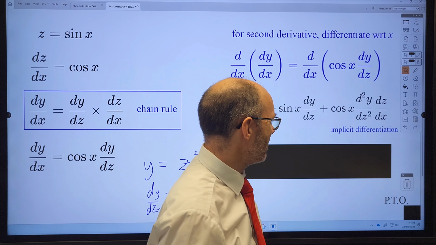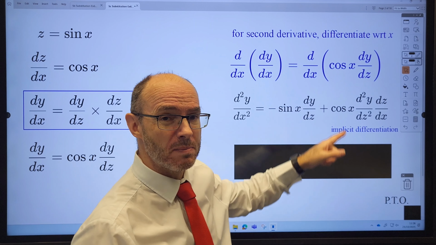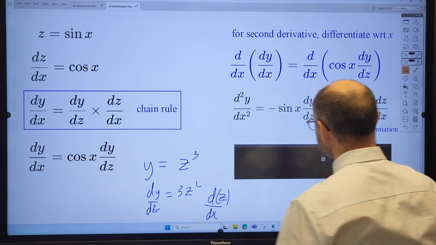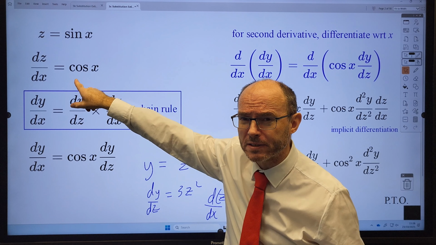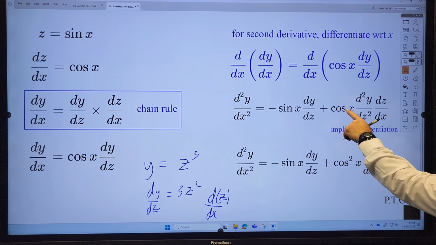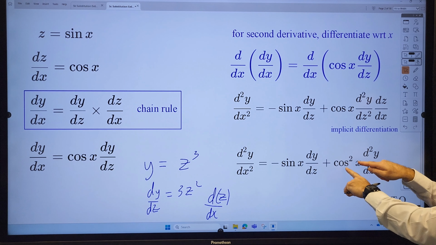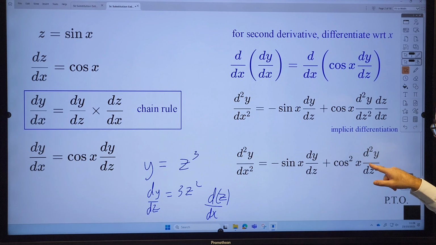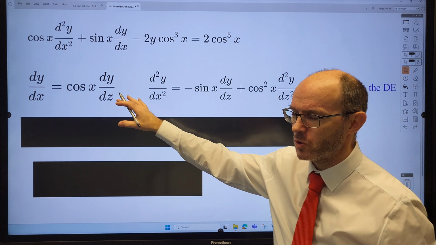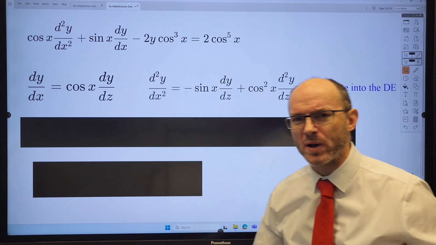Next up, I'm just going to simplify that a little bit. So I've got this here and that there. The dz/dx there was cosine x. So I've got cosine x times cosine x, cos squared x. Okay, so I've got that line there. In summary, you've got this. Notice how I stand away sometimes. That's just in case you want to take a screenshot without me in it.